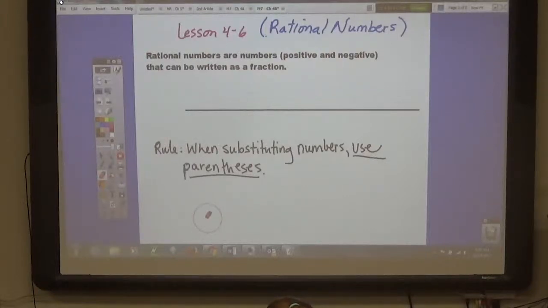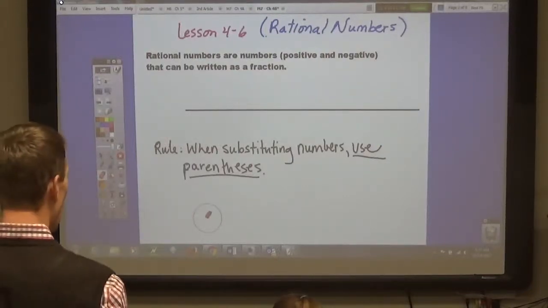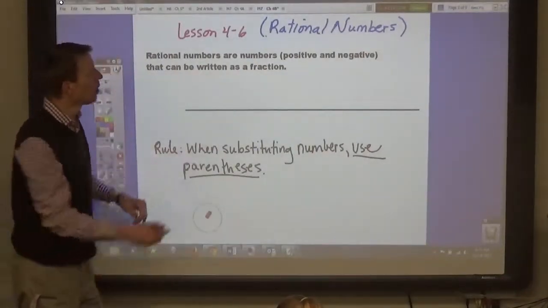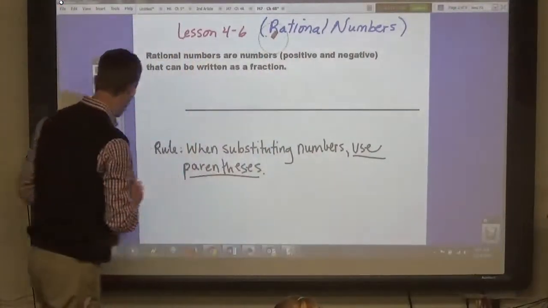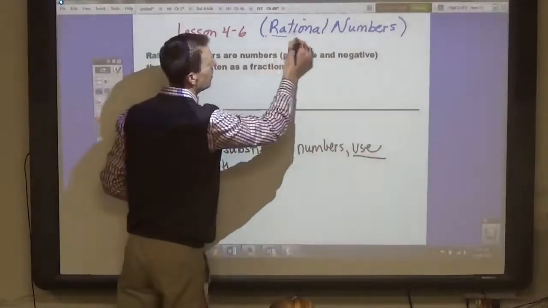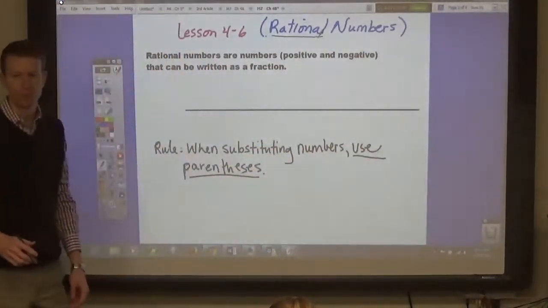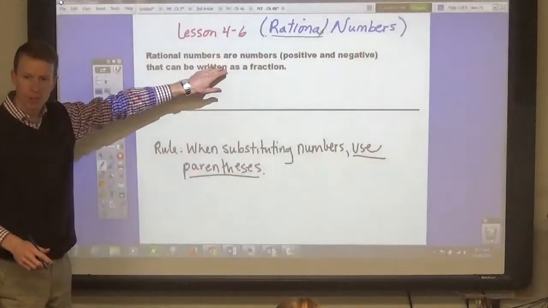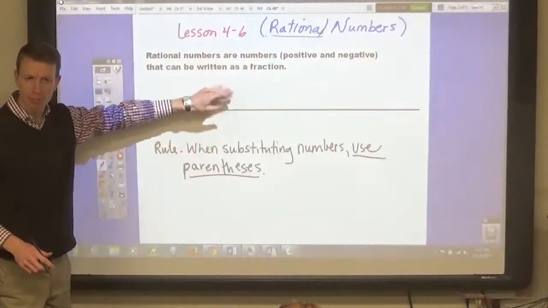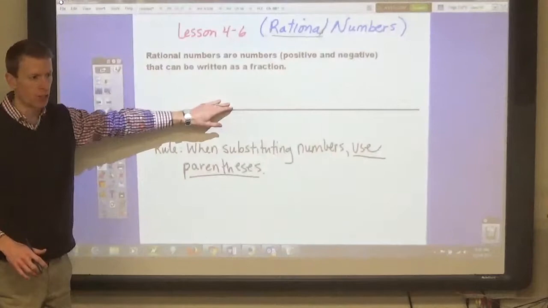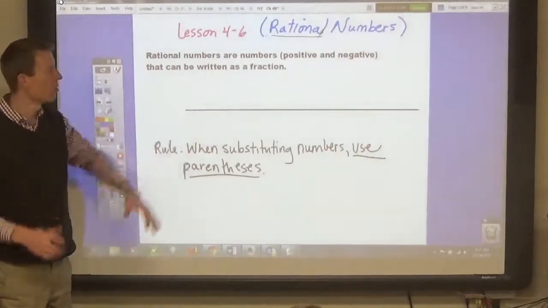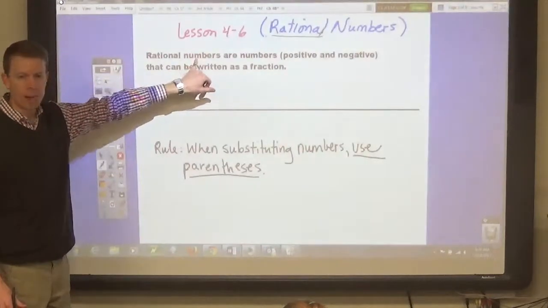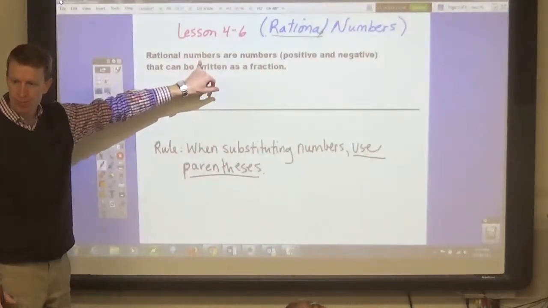All right, 7th graders, in lesson 4.6, we're going to talk about rational numbers, okay? This term rational numbers means numbers that we can write as a fraction. They have to have a whole number on the top and the bottom in order for it to be a real fraction, a true fraction, or a rational number. Rational numbers can be positive or negative.